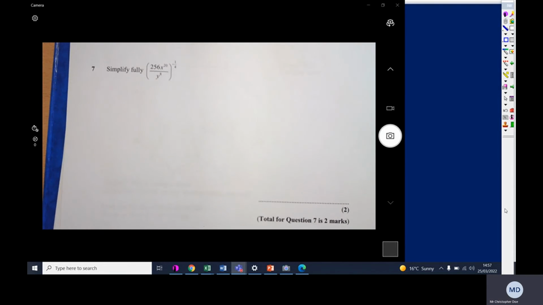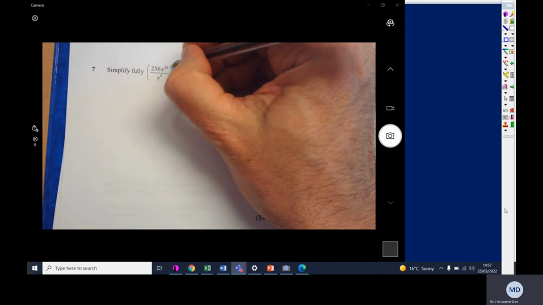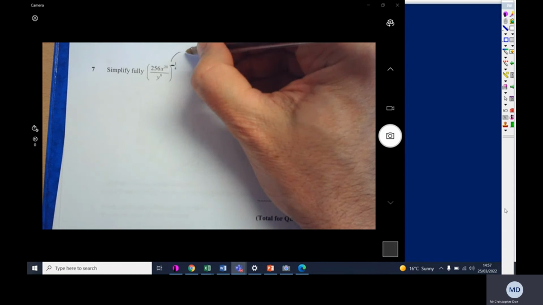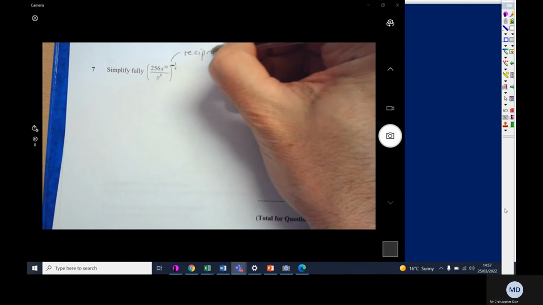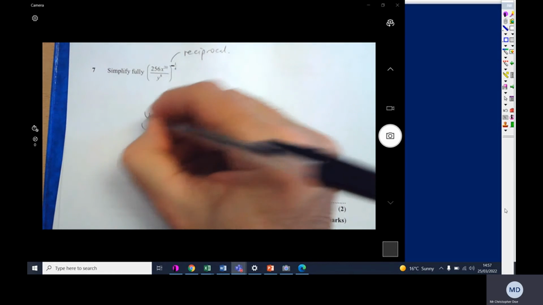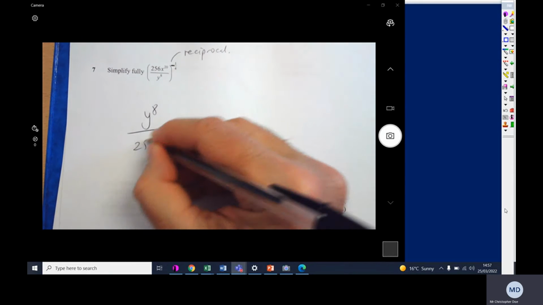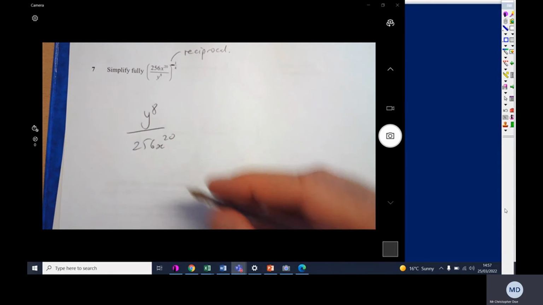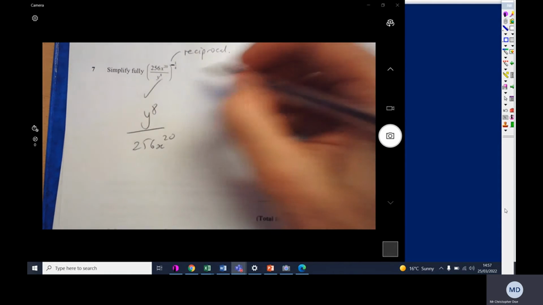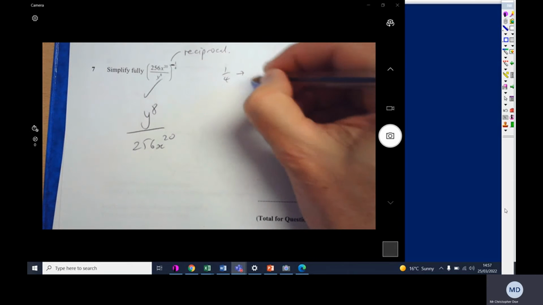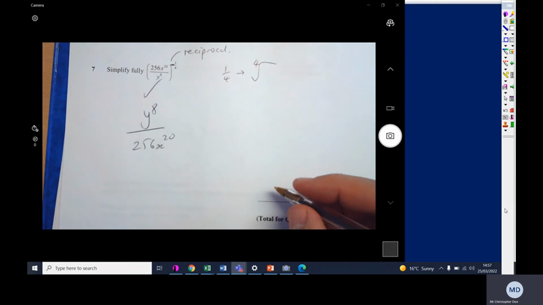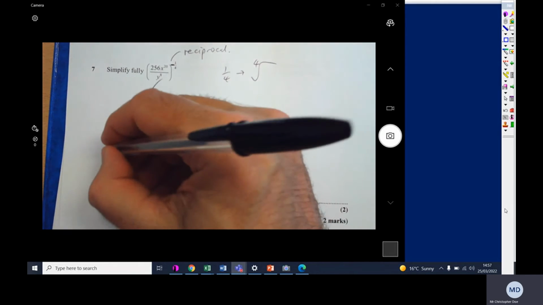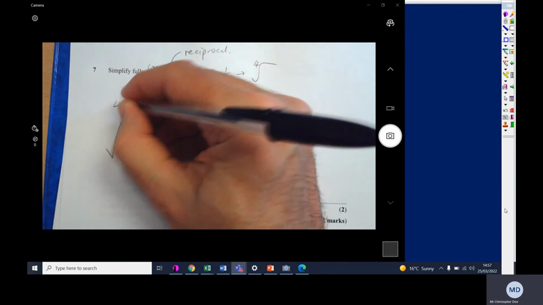Okay, we mentioned this one in class. A negative power means reciprocal. We've got to do two things. We've got to turn the fraction upside down. So 1 mark for doing the reciprocal. And then power of a quarter means 4th root. So having turned it upside down, now we do the 4th root.